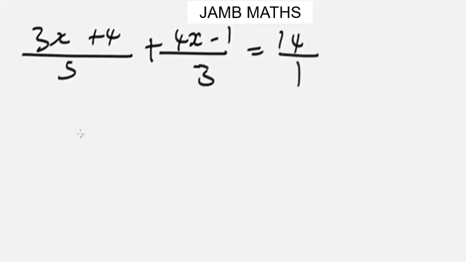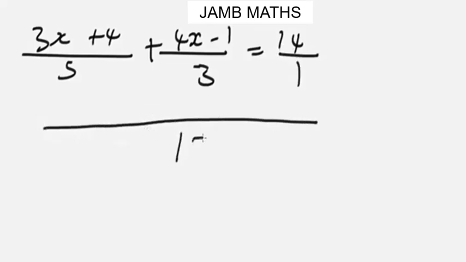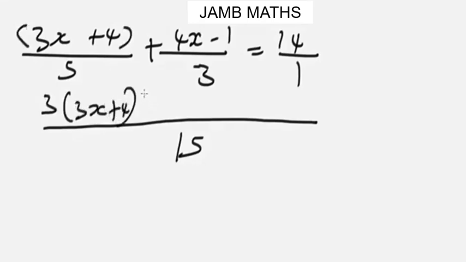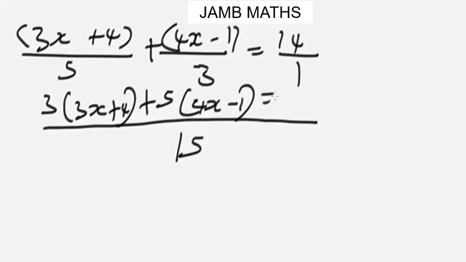So all you simply have to do is to find the LCM of all of them. The LCM of all of them will give us 15. Now 5 into 15 will give us 3, so we times everything here by 3. So we have 3 times 3x plus 4. Now 3 into 15 gives us 5, so we times everything here by 5. So we have plus 5 times 4x minus 1. 1 into 15 gives us 15 equals, so 15 times 14 will give us 210. So you're going to write 210 here.